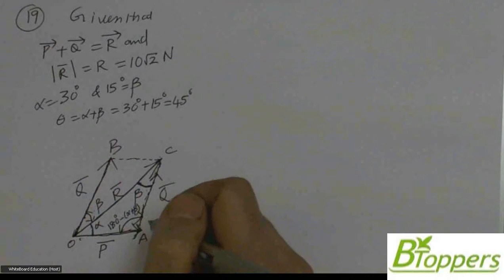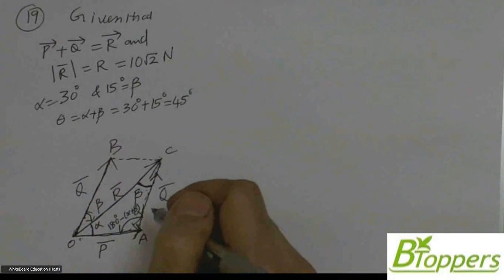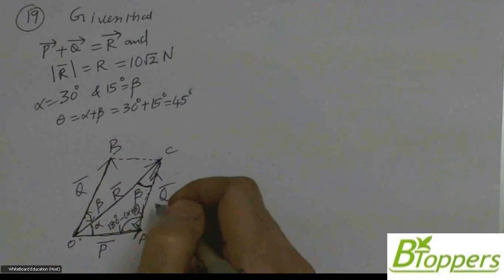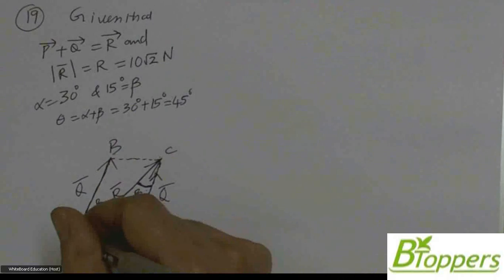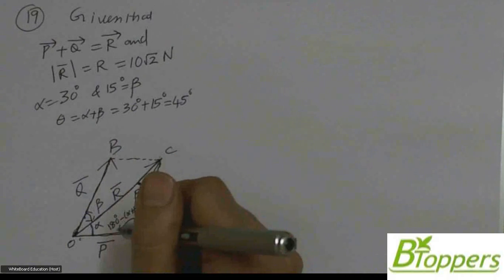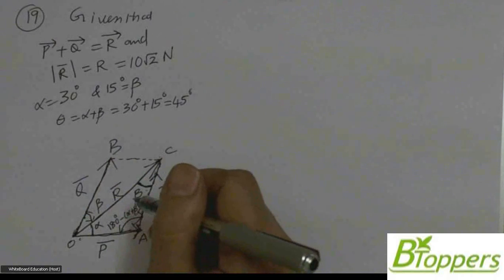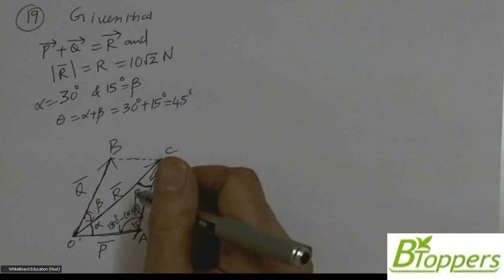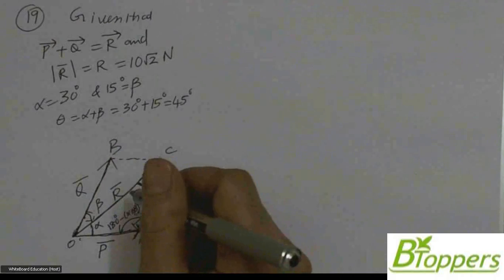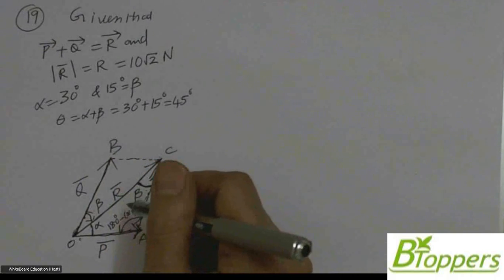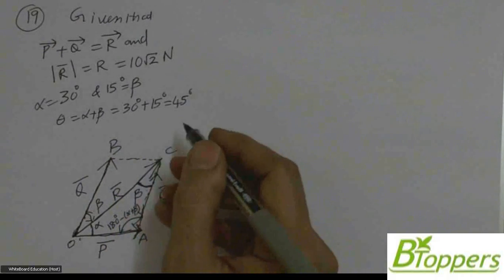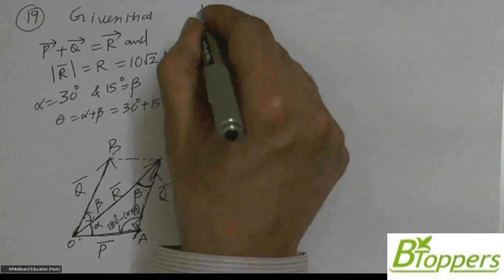So this problem can be solved in two ways. One method is by applying the sine rule for the triangle OAC. The other method is by using the expressions for magnitude and direction of the resultant of the two vectors. So let us come to the first method.